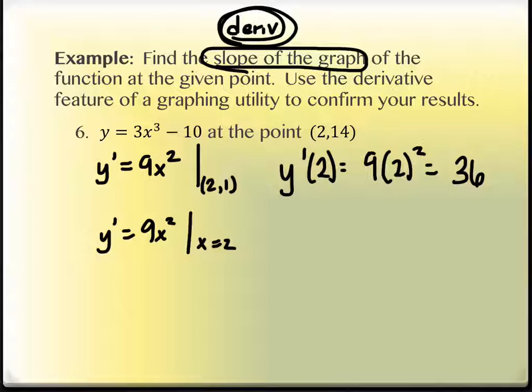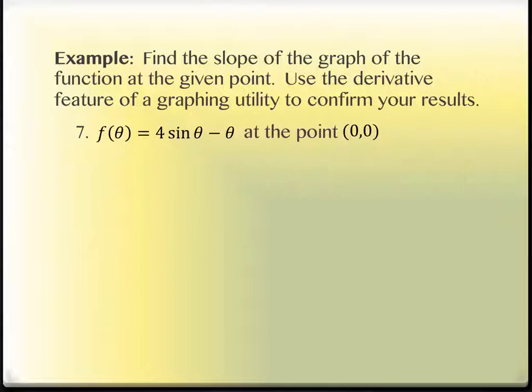All right. I think we've got another one of these examples, don't we? Oh, and it's a sine one. Same directions: find the slope of the graph of the function at the given point. That means take a derivative, plug in x. Use the derivative feature of your calculator to confirm your results.